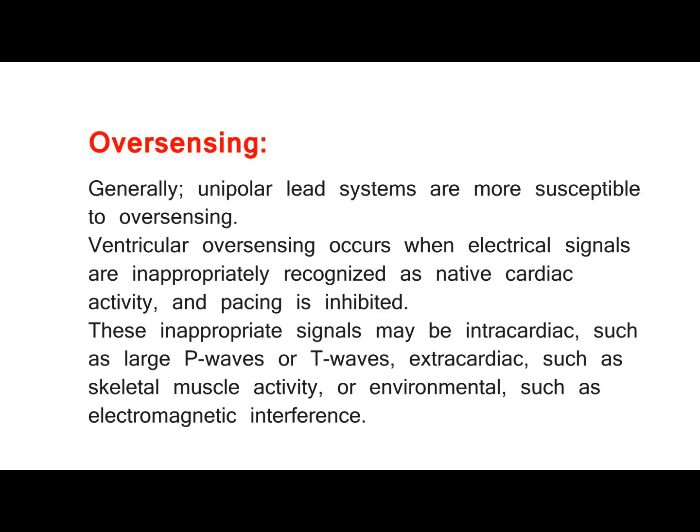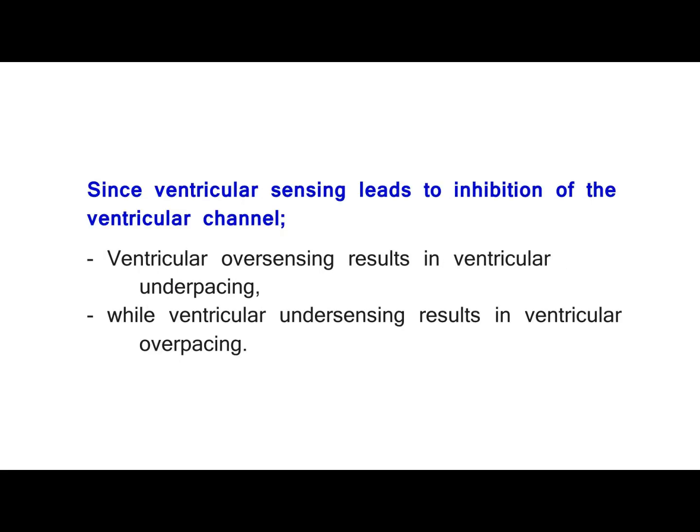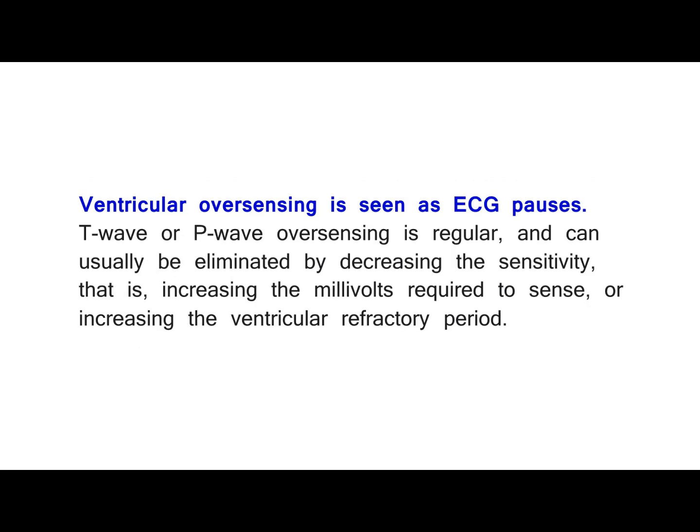Ventricular oversensing occurs when electrical signals are inappropriately recognized as native cardiac activity, and pacing is inhibited. These inappropriate signals may be intracardiac, such as large P waves or T waves, extracardiac, such as skeletal muscle activity, or environmental, such as electromagnetic interference. Since ventricular sensing leads to inhibition of the ventricular channel, ventricular oversensing results in ventricular underpacing, while ventricular undersensing results in ventricular overpacing. Ventricular oversensing is seen as ECG pauses.